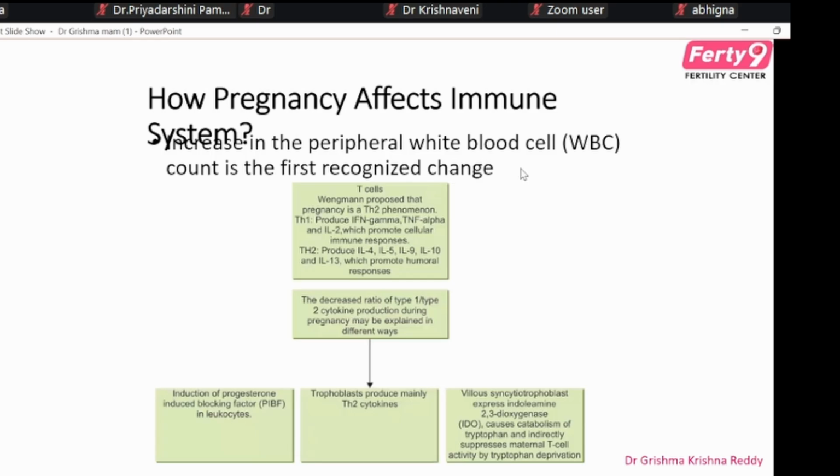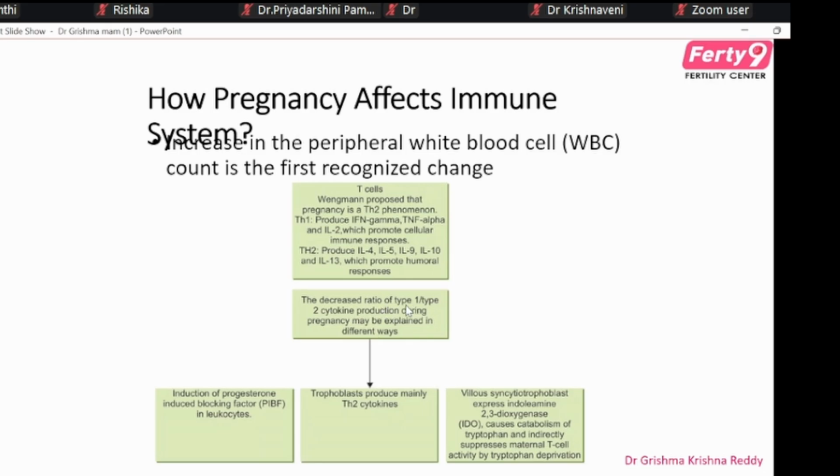There is an increase in the peripheral WBC count. It is the first recognized change. We all know that pregnancy is a Th2 phenomenon. Th1 produces interferon gamma, TNF alpha and interleukin 2, which promote cellular immune responses, whereas interleukin 4, 5, 9, 10 promote humoral responses. So there will be a decreased ratio of Th1 to Th2. So pregnancy is more of Th2 type.